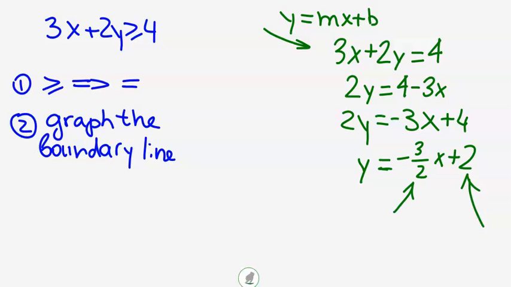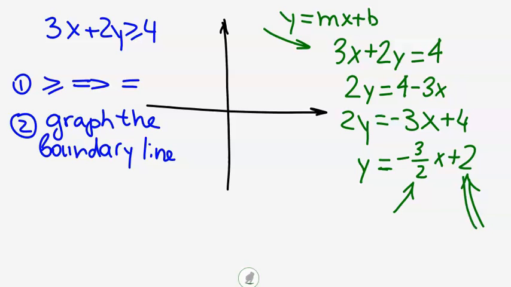So how do we graph this boundary line? We need to start with the y-intercept. This is 2. The y-intercept should be on the y-axis. So this is our y-axis, this is our x-axis. So 1, 2. So this is 2. This is the point where we start.